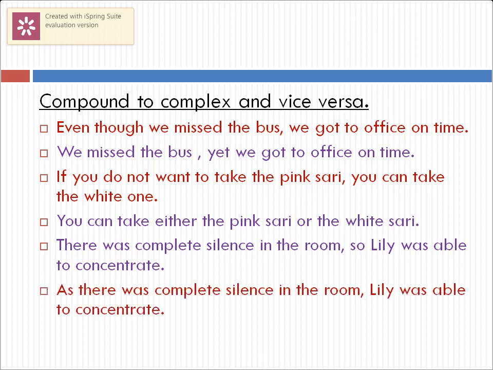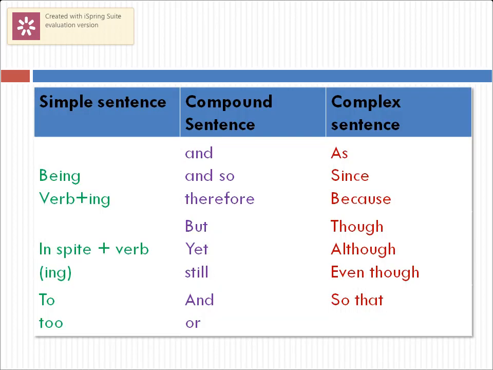There was complete silence in the room, so Lily was able to concentrate. Now that's a compound sentence. As there was complete silence in the room, Lily was able to concentrate. Right. So we have seen different ways of changing.